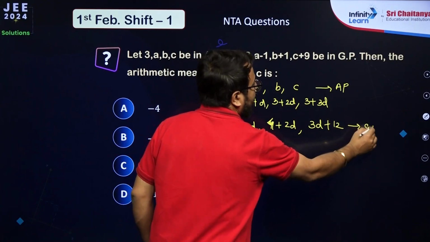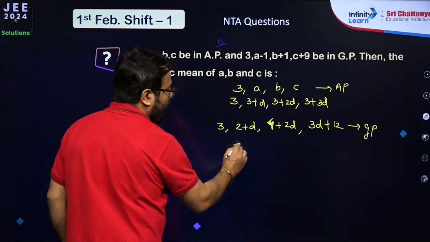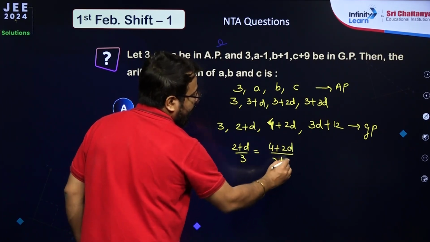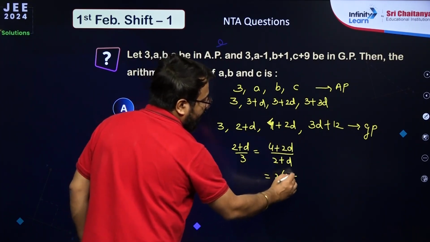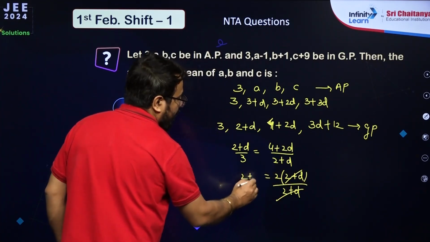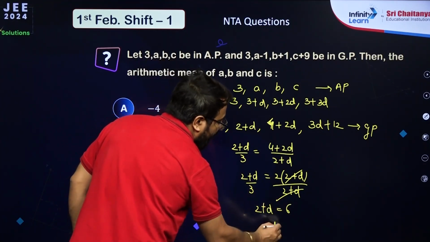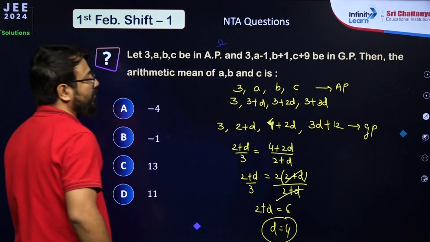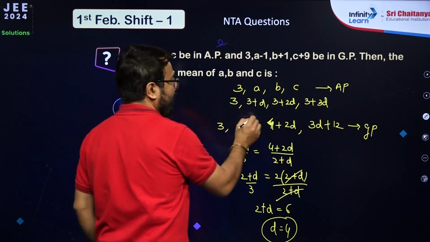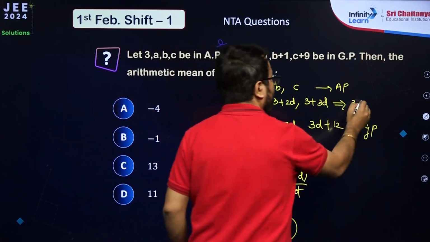So these are the numbers in GP. If these are the numbers in GP, they will have the same ratio. So I'll write b2 over b1, and I'll write 4 plus 2d over 2 plus d. If I take 2 common, it will be 2 plus d, and 2 plus d gets cancelled in both numerator and denominator. So 2 plus d over 3. 2 plus d value will be 6. d value will be 4 over here. If I get the value of d, that means all the values of a, b, c are determined. So here 3 would be there as it is, then if I put d as 4, this becomes 7.